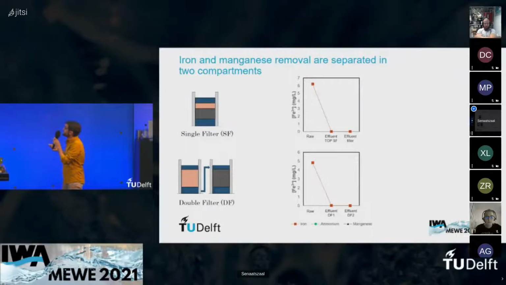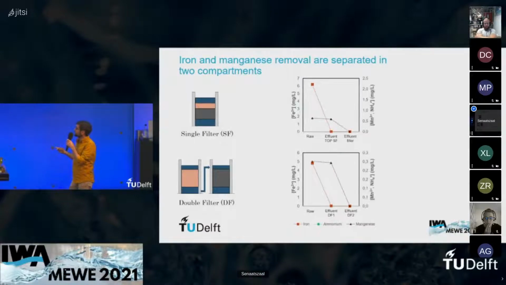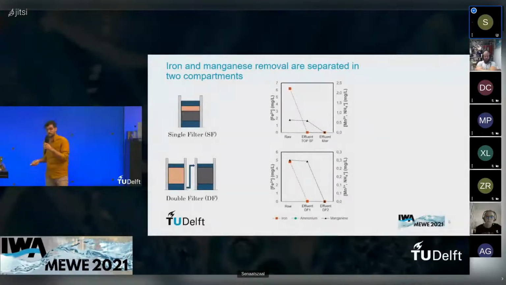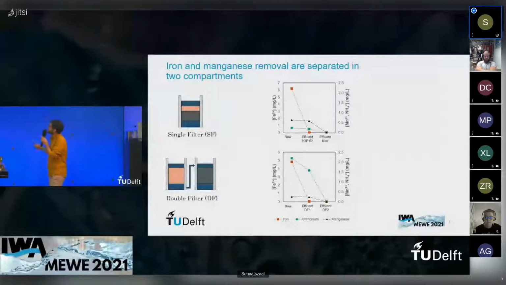In the first case, we see iron, and in both cases, iron is removed in the first section. So after the orange coating, there was no iron anymore. So complete iron oxidation in the first section of the filter. Once iron oxidation was completely finished, manganese was removed. In the first case, in the middle, so in the black section, in the second case, in the second filter. And last, ammonia oxidation happened partially.